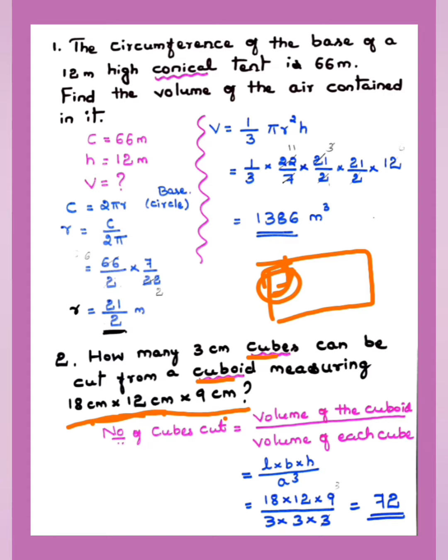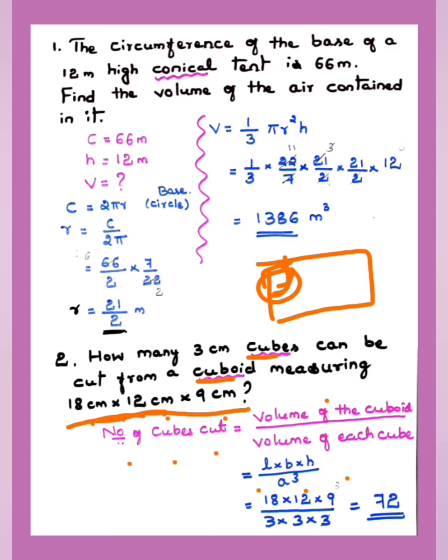Therefore this is the volume of the cuboid. Hence by dividing the volume of a cuboid by the volume of each cube gives us the answer. Number of cubes cut is equal to the volume of the cuboid, which is length into breadth into height, that is the value given here. So 18 into 12 into 9 divided by the volume of each cube.